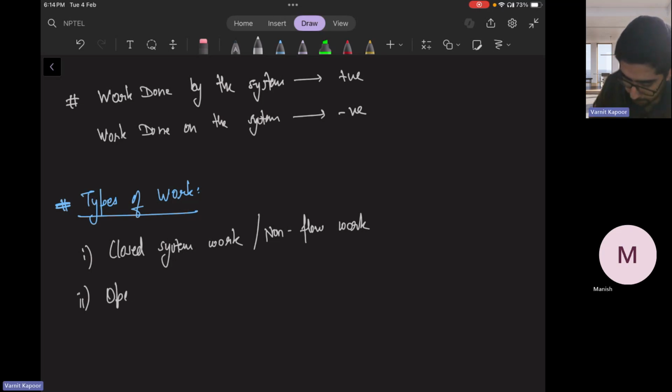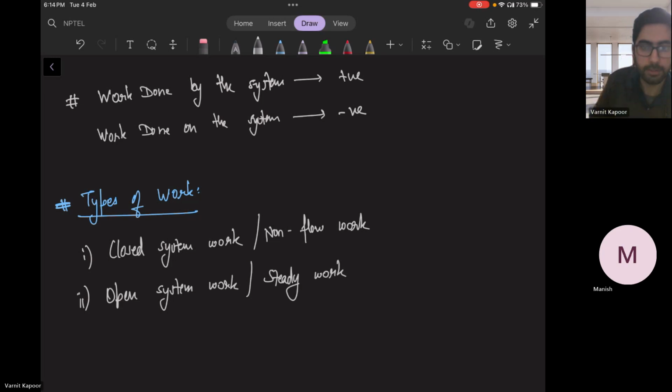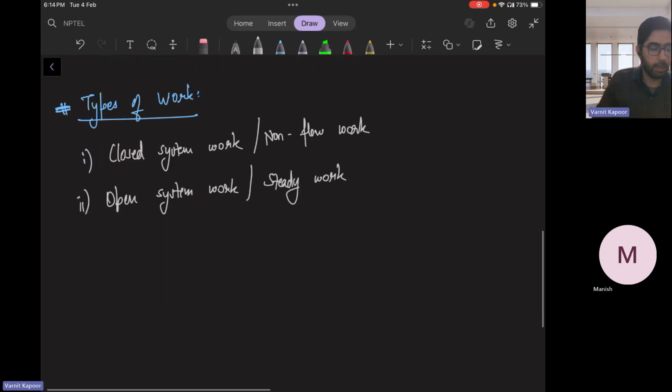Open system. And this is called steady work. Okay, steady work. One thing is that whenever you want to obtain a closed system work, the area under the PV plot, pressure volume plot, should be projected on the volume axis always.